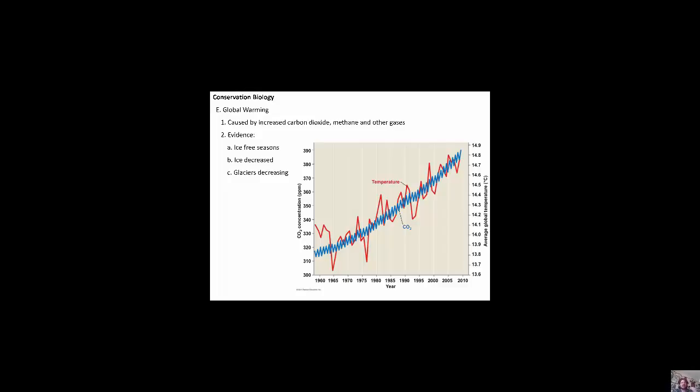So the sun enters the Earth's atmosphere, warms up the planet, but a fair amount of that light is reflected back into space. There are a number of gases, the greenhouse gases, that when concentrated in the atmosphere, interfere with the reflection of heat and light back into space. And so the heat gets retained in the system. And so global warming is the increase in average global temperature due to increased concentrations of greenhouse gases.